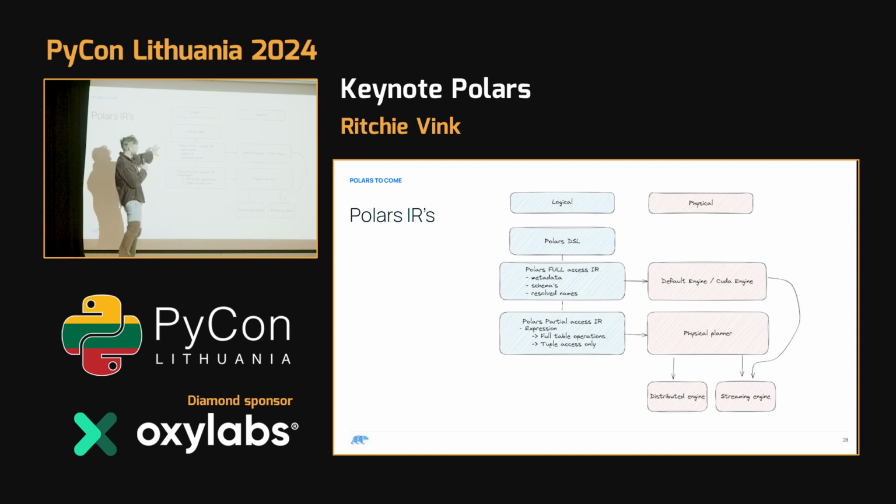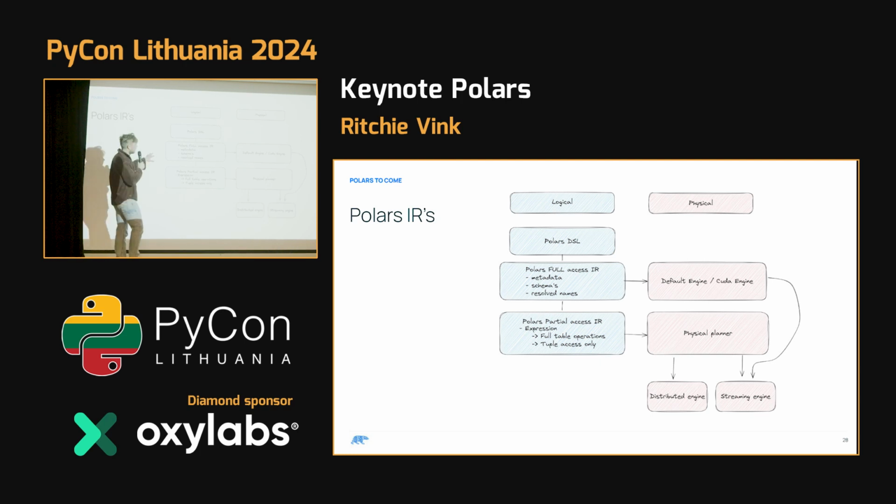After that, we go into a full access intermediate representation. And in this representation, we will have metadata resolved. We will have schemas resolved. The names are resolved, so we know which column you select. You know the data types. We might know what the cardinality is of a column. We might know what the maximum value is of this column. And this information can be used to do query optimization.